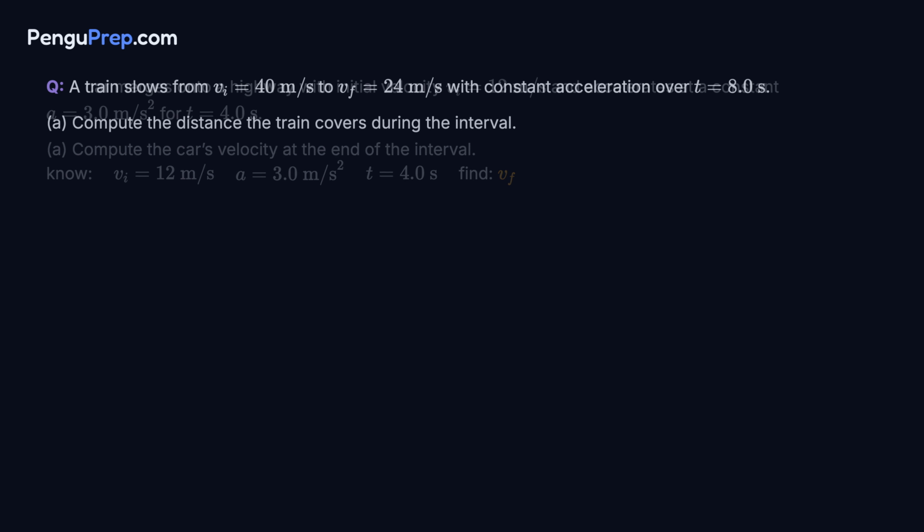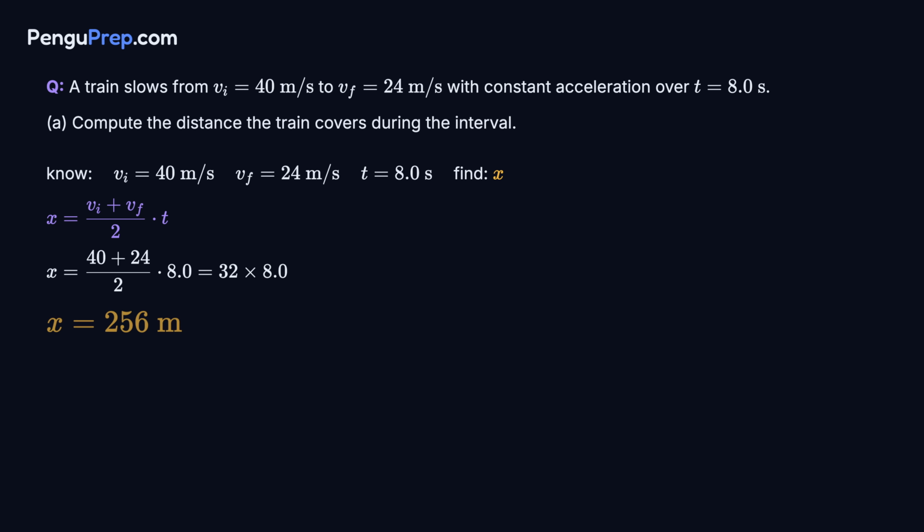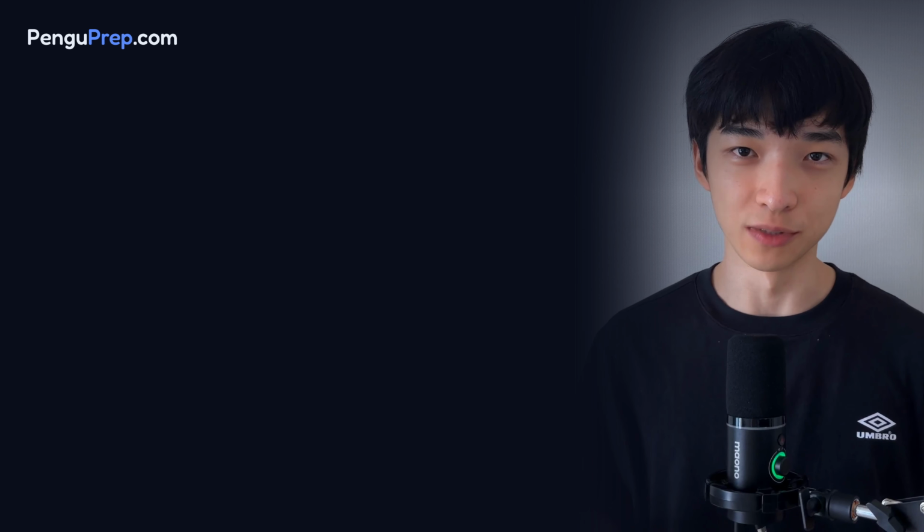For the second problem, we know the initial velocity, final velocity, and time, and we're looking for displacement. The equation that contains all these 4 variables is this one. So we plug in the known values and we get 256 meters. Let's try tricky problems now.